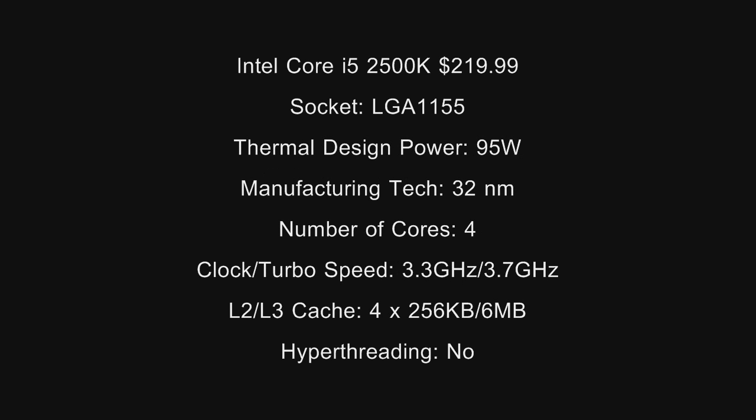The Intel Core i5 2500K comes in around $219.99. It's based off the LGA 1155 socket, features a TDP of 95 watts, a manufacturing process of 32 nanometers, 4 physical cores, 3.3 gigahertz clock speed, 3.7 gigahertz turbo speed, 4 times 256 kilobytes of L2 cache, and 6 megabytes of shared L3 cache. And this CPU features no hyperthreading.